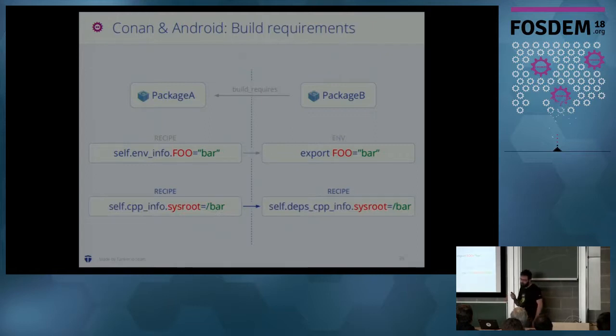Same thing with self.cpp_info that we saw in the previous slide. If I declare self.cpp_info.sysroot equals the path to my Android sysroot, it will appear inside package B in the recipe as self.deps_cpp_info.sysroot. And why is that useful? Because the CMake helper will be able to automatically detect that and set the sysroot accordingly.